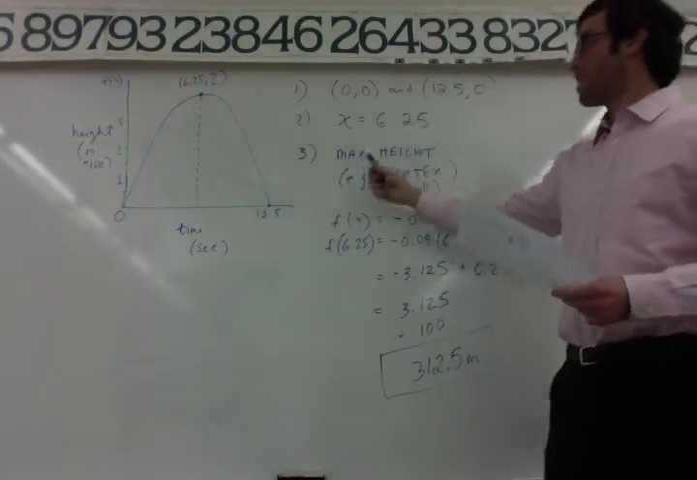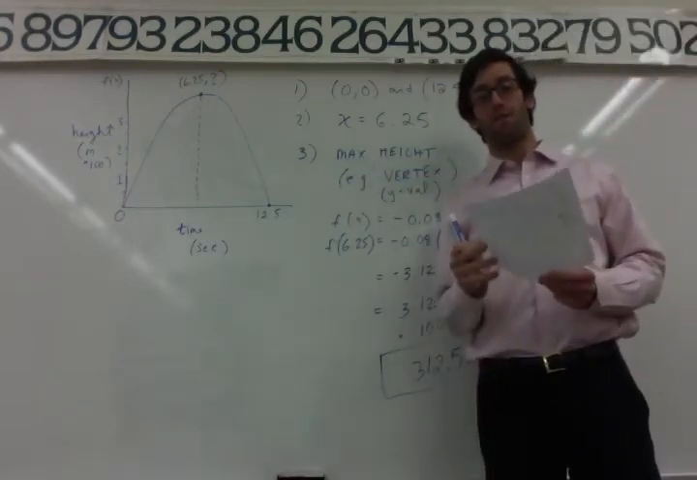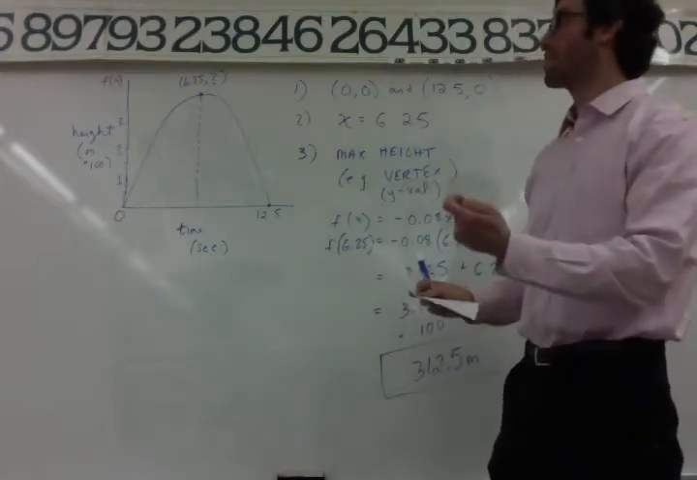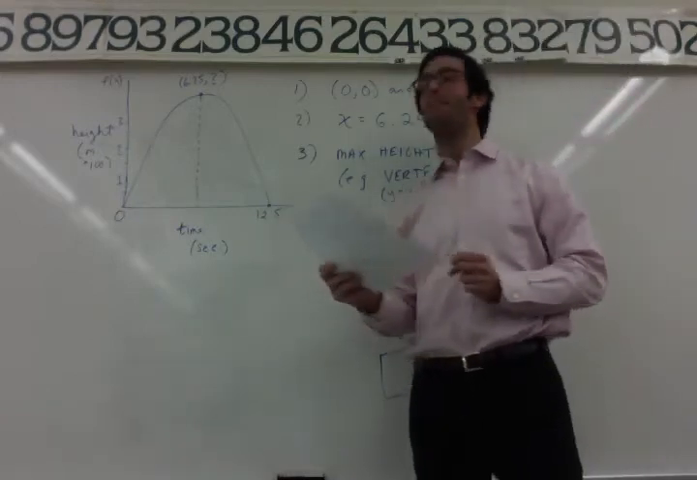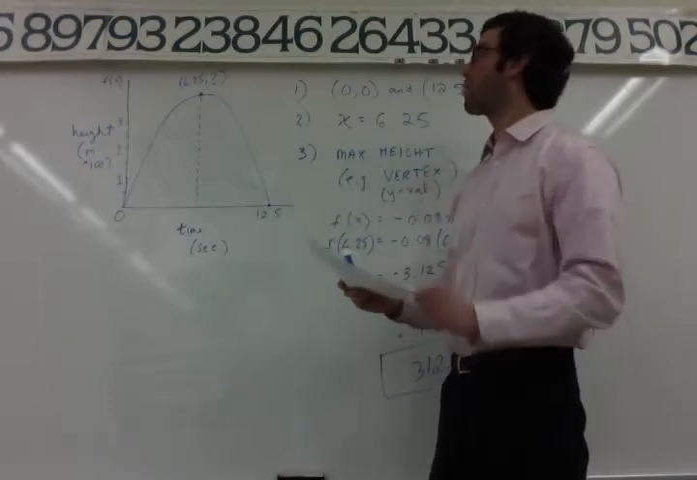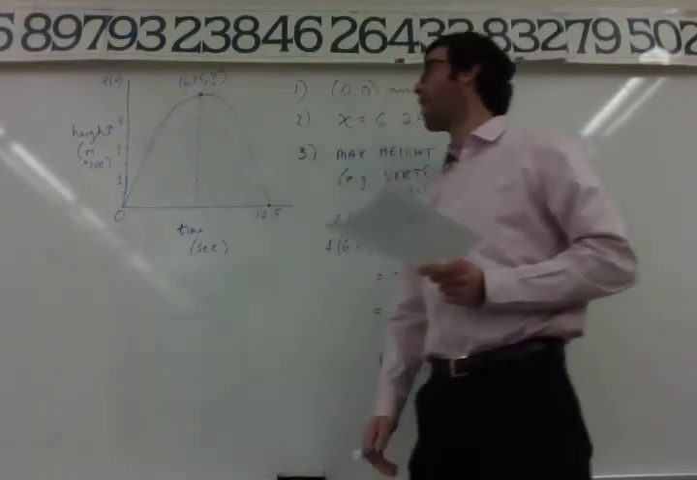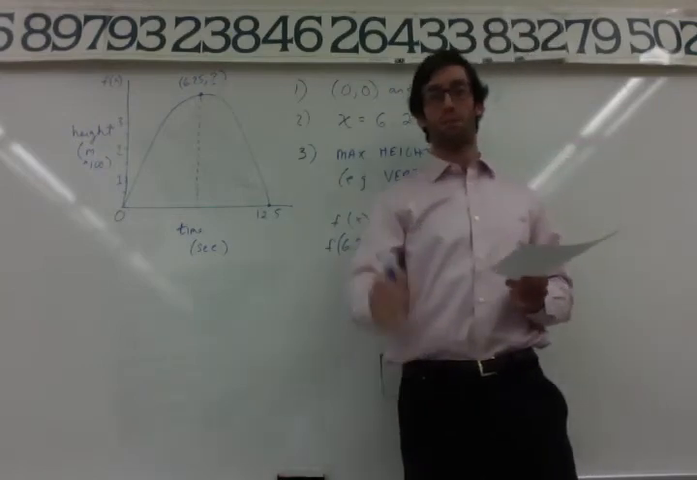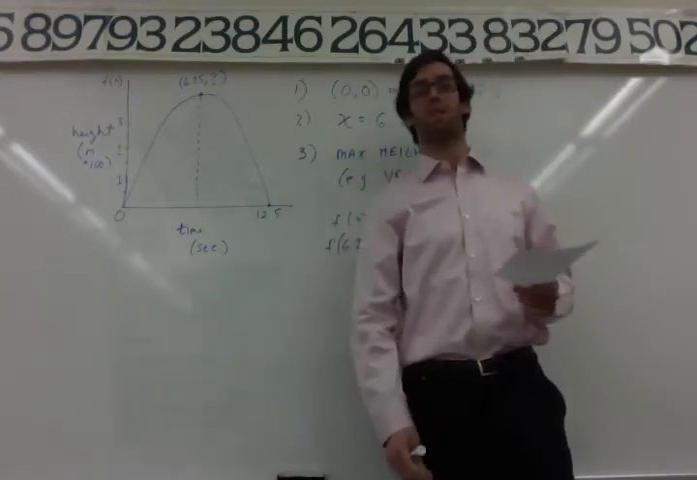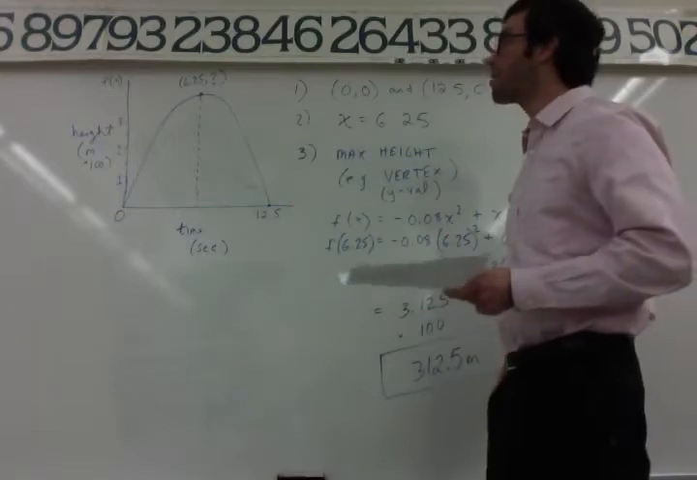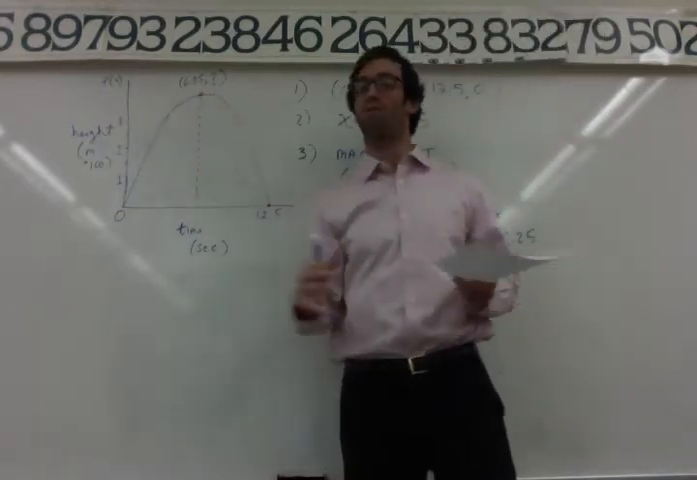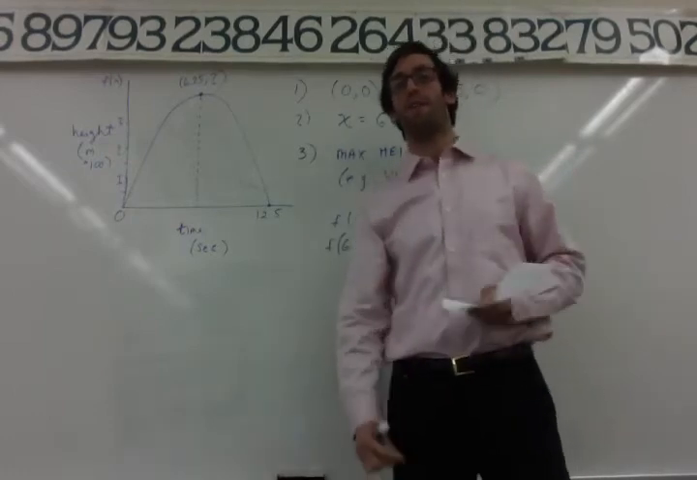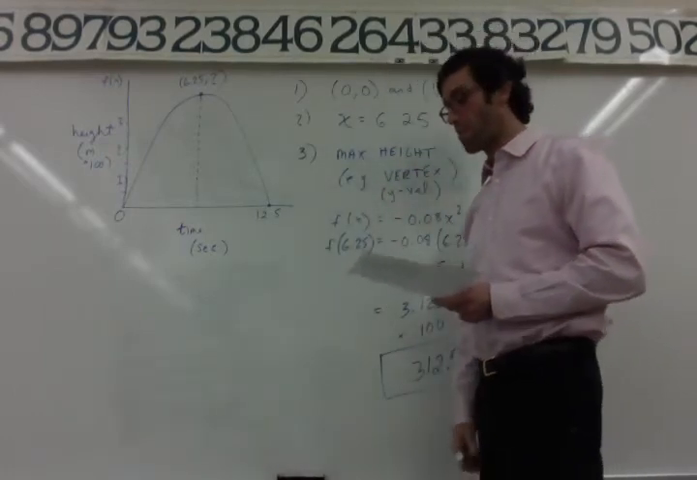So number 3 is the real key here. If you're asked about the maximum height, that is talking about the vertex. So we've got to figure out the y value, the height, when x is 6.25. To find the vertex, you first want to know the line of symmetry, and then you plug that x value into the equation. You can check a table also, but with an x value of 6.25, it's not going to show up on your table. I'll show you in a second how to find that.